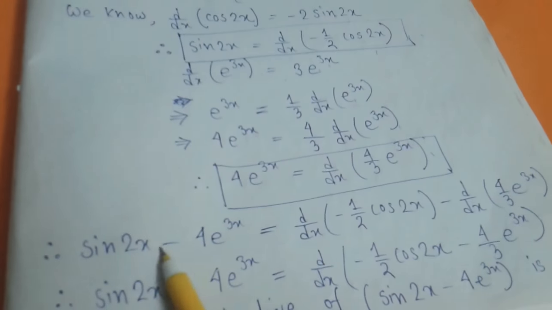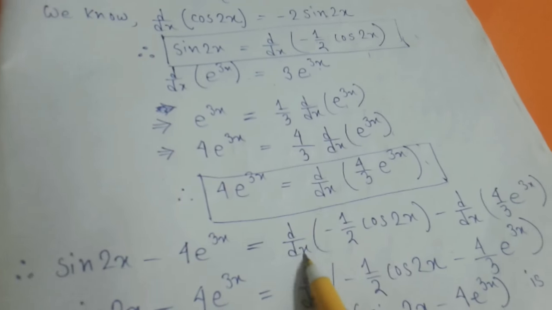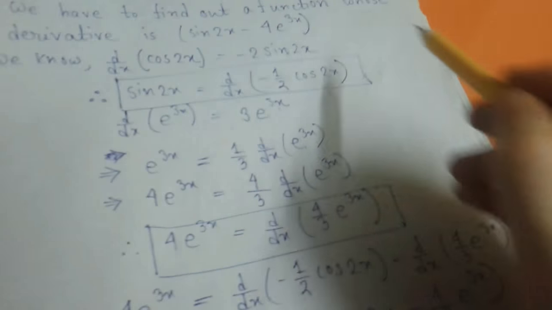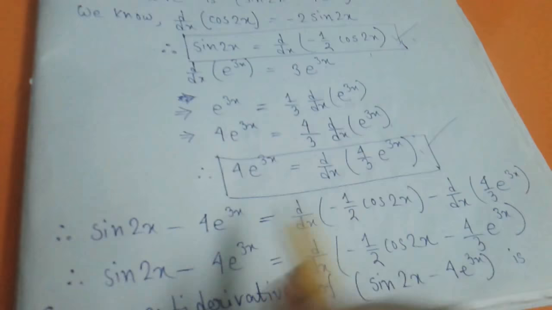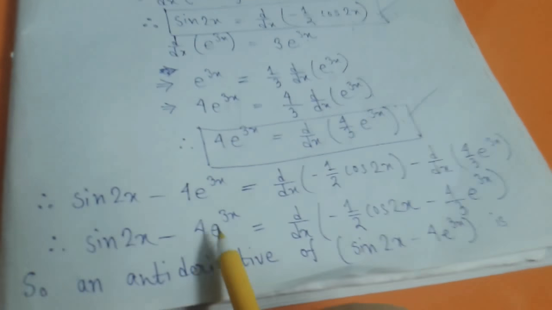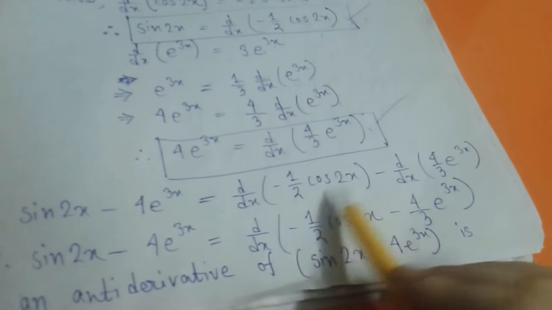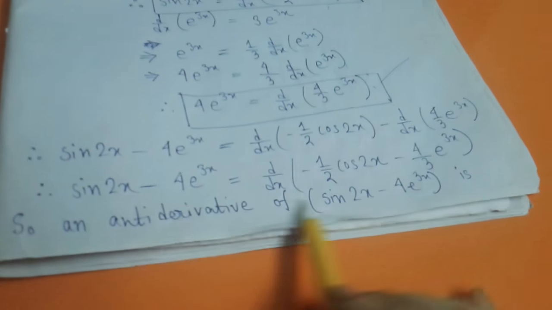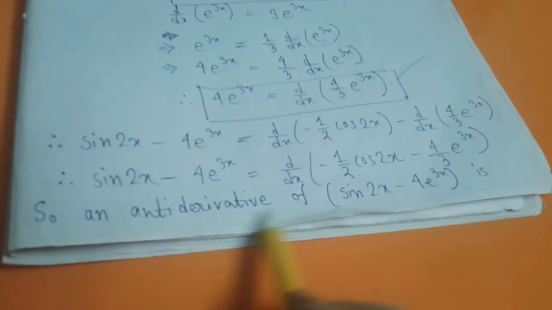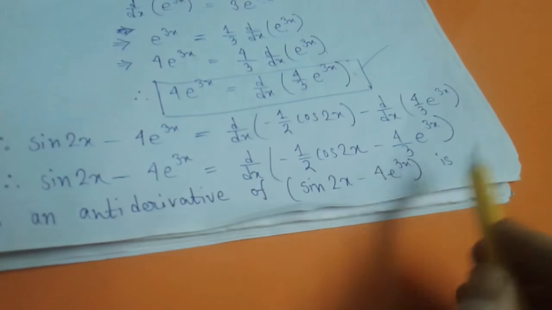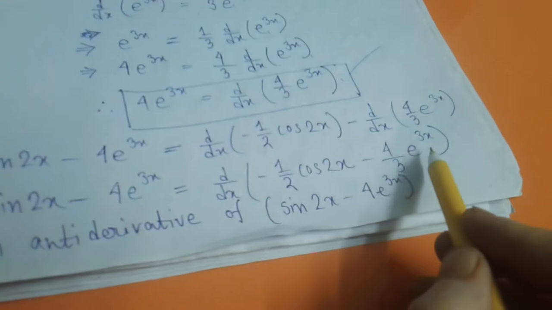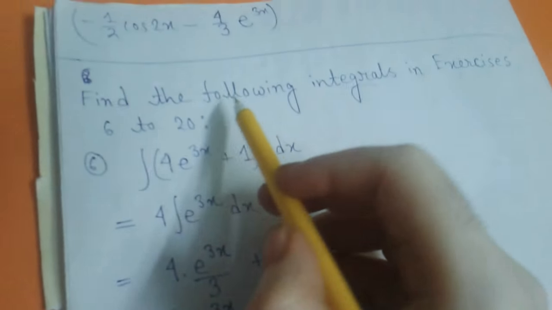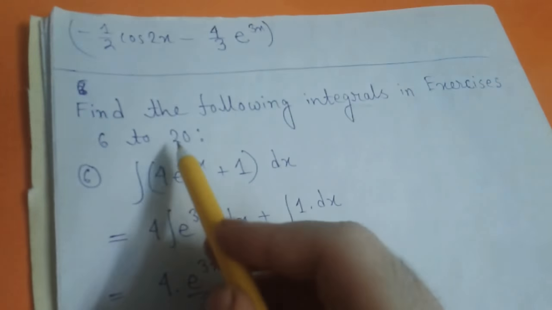So, sin 2x minus 4 e to the power 3x equals d/dx of minus half into cos 2x minus d/dx of 4 by 3 into e to the power 3x. We subtract this. So sin 2x minus 4 e to the power 3x equals d/dx of একসাথে লিখলে minus half into cos 2x minus 4 by 3 into e to the power 3x. Now again by using definition of antiderivative, we have an antiderivative of sin 2x minus 4 e to the power 3x is minus half cos 2x minus 4 by 3 into e to the power 3x. Next, find the following integrals in exercises 6 to 12.